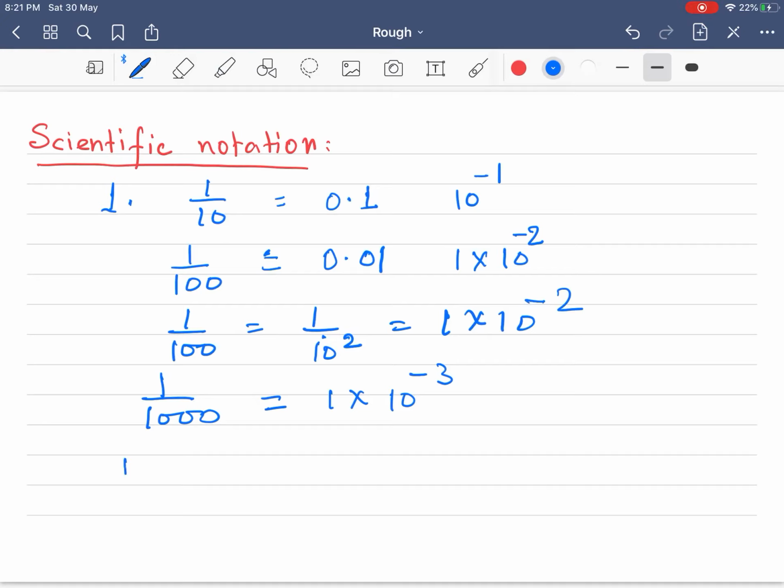And if I am writing 100, then we can write 1 times 10 to the power 2. And if I am writing only 1000, then we can write 1 times 10 to the power 3.